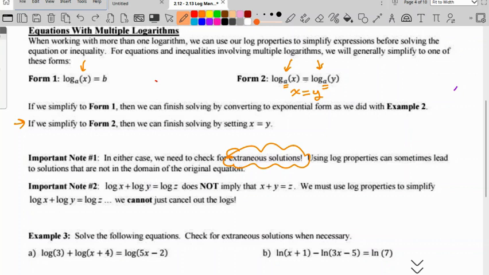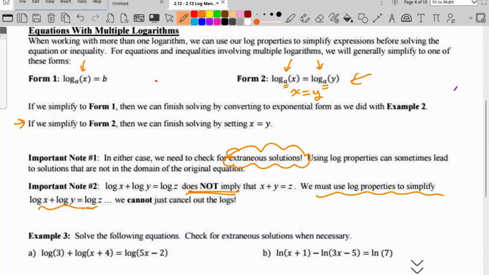Important note number 2. Now remember I said in this form, we were not doing a mathematical operation that let us drop the logs. We were saying logically, if log base a of x equals log base a of y, then x must equal y. Okay, so the log of x plus the log of y equals log of z does not equal x plus y equals z. This is a common mistake. That's not true. We have to use log properties to simplify this. We can't just cancel out the logs. This was a logic step, not a mathematical step, and it's only when you have a single log with the same base equals a single log with the same base.